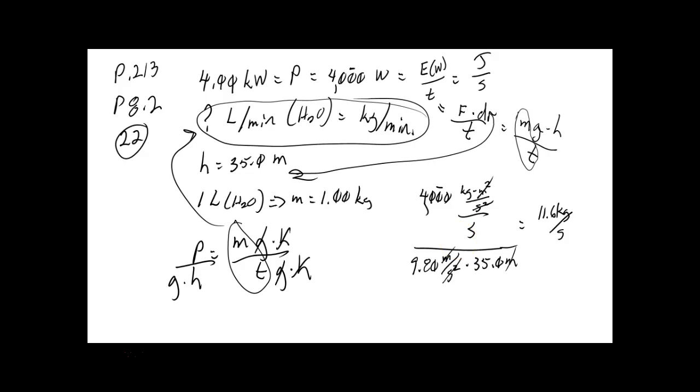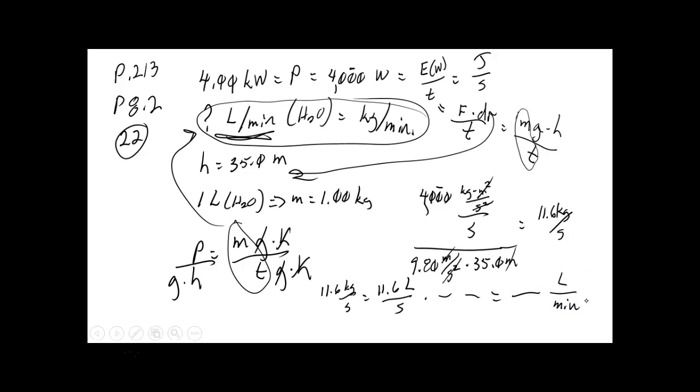Now I need more room to write. Let's do it here. 11.6 kilograms per second, which is equivalent to 11.6 liters per second, because a kilogram of water is a liter of water. So there's our liters per second, but we need to get that into liters per minute. That's what the question asked for. So we're going to have to multiply by a conversion factor to get us blank liters per minute.